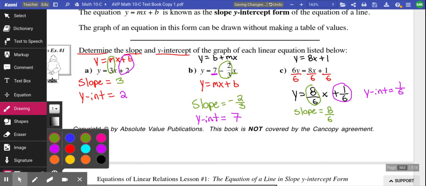Cool. Let's talk about that slope for a second. Just a reminder that slopes can be rewritten in different ways. So for instance, 8 over 6 can be reduced. I could divide both the top and the bottom by 2 to become 4 over 3. Those are the same slope. They're equivalent fractions. I also could change it to a decimal to be 1.3 repeated. Those are all the same slope.